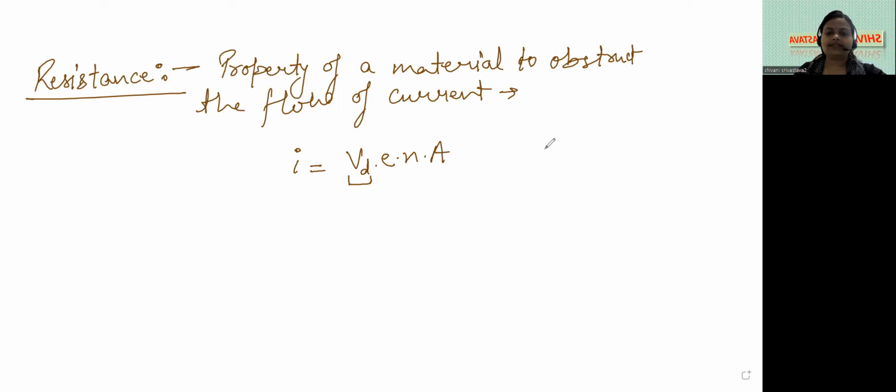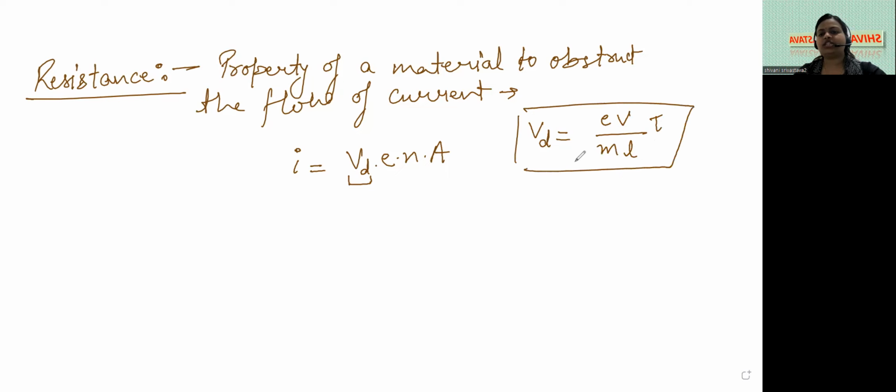So what is the formula of drift velocity? Drift velocity means what happens when the electrons are colliding with each other while moving in the same terminal. It depends on the electric field, the mass of the electron, the length in which it is moving, and tau. Tau is the relaxation time.